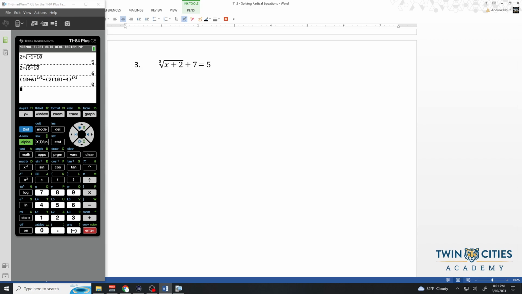All right, then I've got this third example, the cube root of x plus 2, and then outside of that, plus 7 equals 5. So let's start by isolating my radical. So let's subtract 7 from both sides. This will be the cube root of x plus 2 is equal to 5 minus 7, which is negative 2.